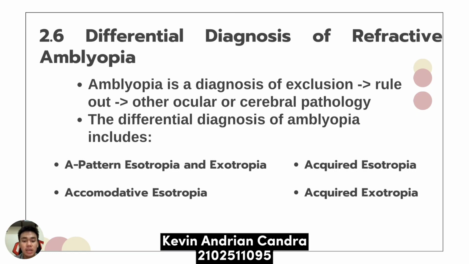Fourth, acquired exotropia. Exodeviation or acquired exotropia is a form of strabismus where the eyes deviate outward. The condition usually starts as exophoria and may progress to intermittent exotropia before becoming constant exotropia.